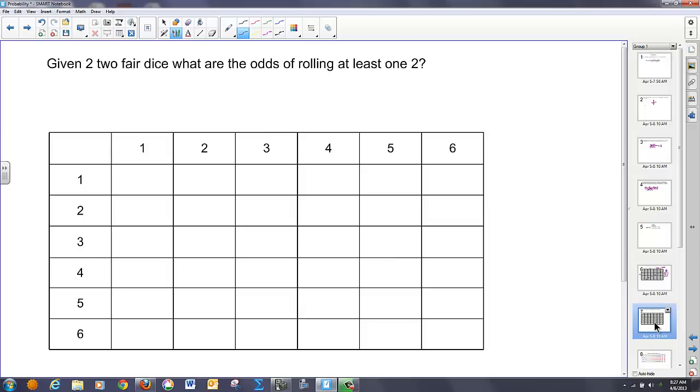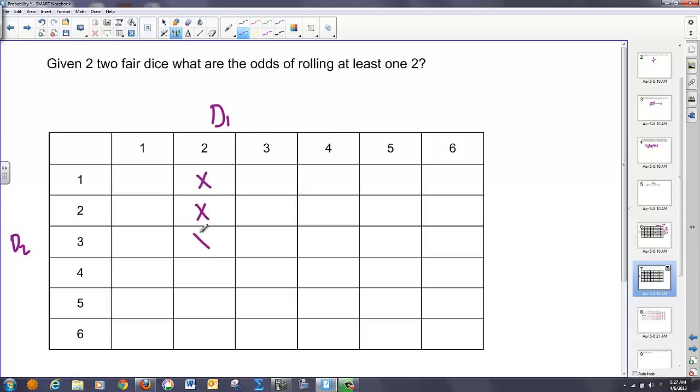So now, again, given 2 fair dice, what are the odds of rolling at least 1 2? So this is having a 2 on a dice. All right. Well, if I go over to here, if I have a 2 on dice 1, again, call this a 2 on dice 2, I could have a 2 on dice 1 in all these possibilities. So that's one way of rolling at least 1 2.